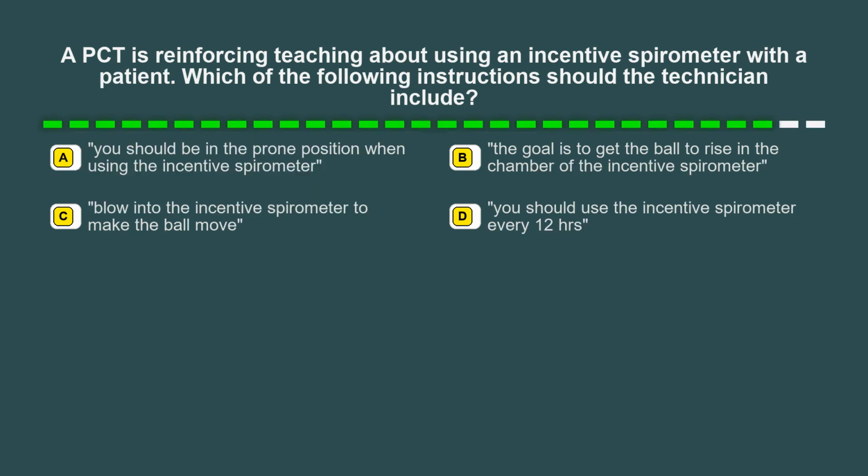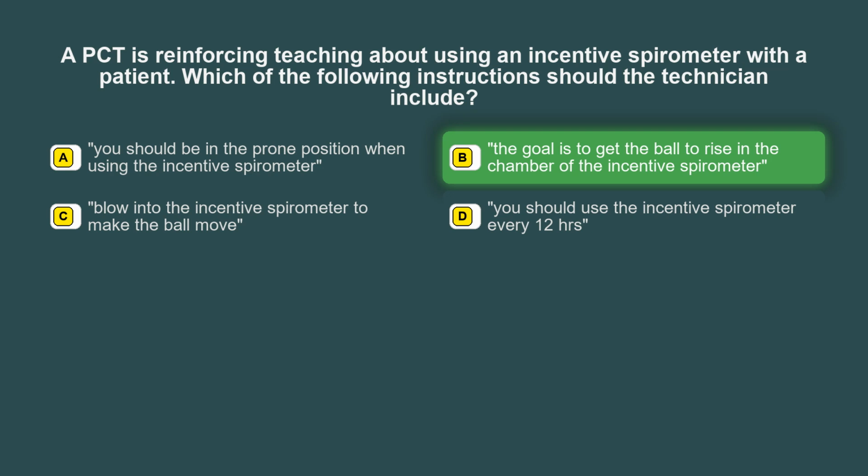Question 24. A PCT is reinforcing teaching about using an incentive spirometer with a patient. Which of the following instructions should the technician include? Option A. You should be in the prone position when using the incentive spirometer. Option B. The goal is to get the ball to rise in the chamber of the incentive spirometer. Option C. Blow into the incentive spirometer to make the ball move. Option D. You should use the incentive spirometer every 12 hours.